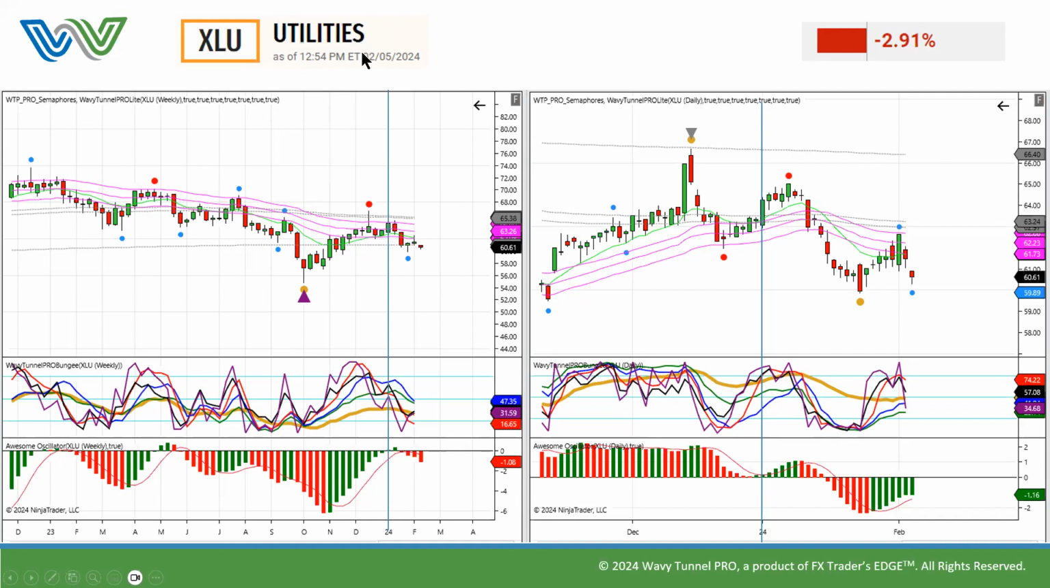So XLU utilities, look at this. Laggard. I mean, the wave is below the tunnel on the weekly. I mean, it's definitely weak. This is weak. And same here on the daily. So would I be really looking to aggressively go long this? Not really. Okay. I would want to see the wave start to move above the tunnel and for price action to start to move higher.